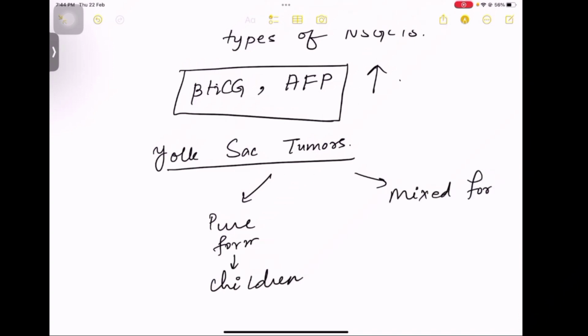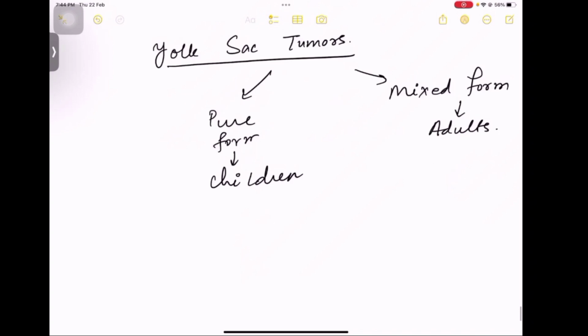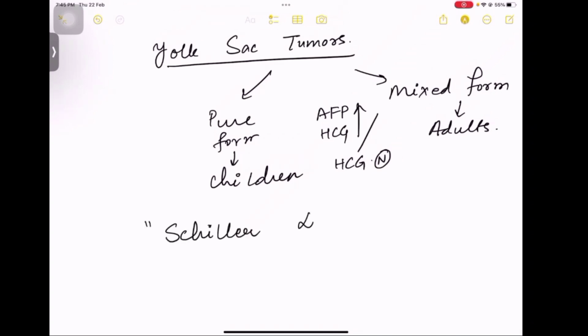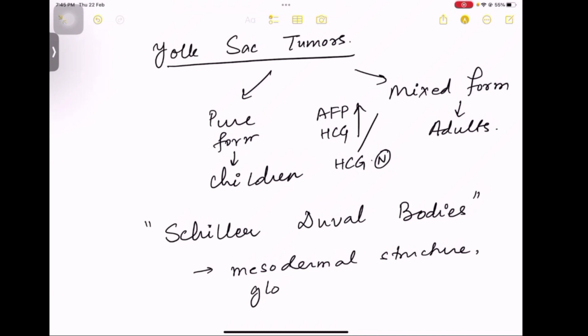Right. Now we move on to the third type, that is yolk sac tumor. This comes in 2 forms. Pure form, that is seen in children, and mixed form, that is seen in adults. क्योंकि yolk sac तो बच्चों में ही होगा ना, इसलिए yolk sac pure from children, mixed from adults. Here the tumor marker is alpha fetoprotein and HCG.